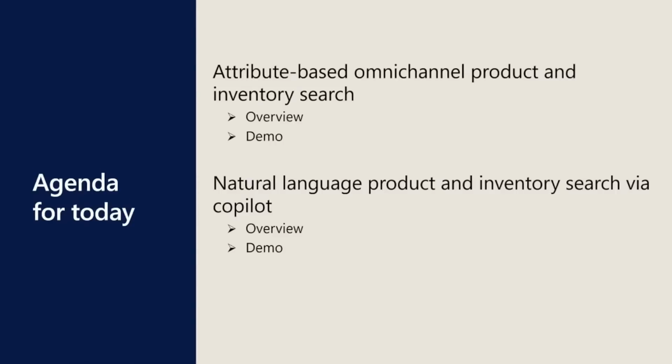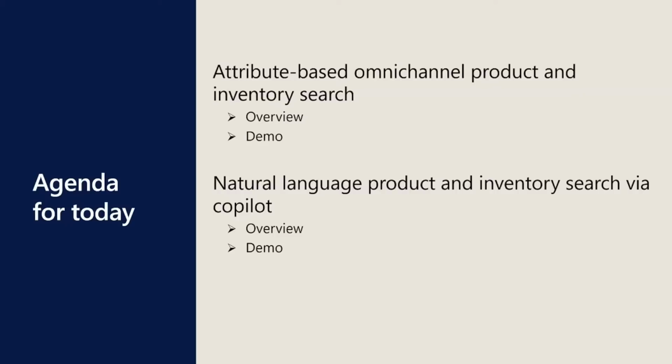One is attribute-based omnichannel product and inventory search. I will give an overview introduction of this functionality, and my colleague Steve will step in to introduce the technical architecture and some configuration of the system and a quick demo.